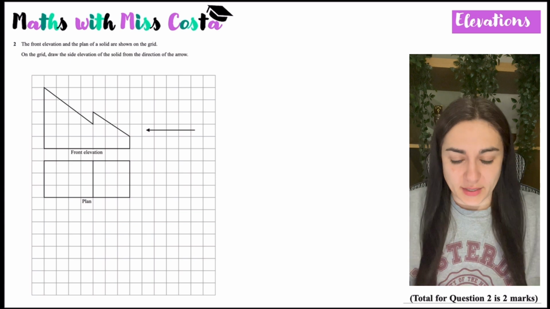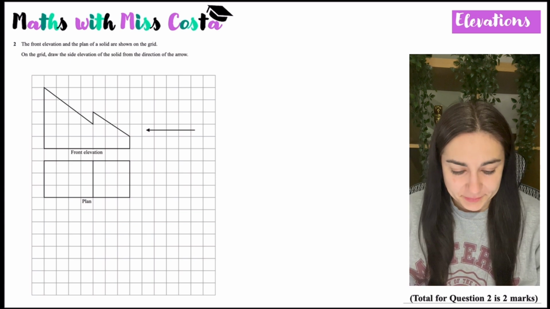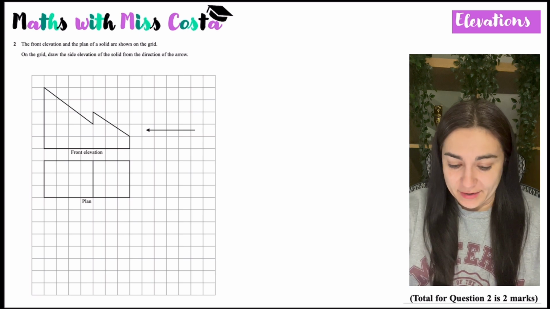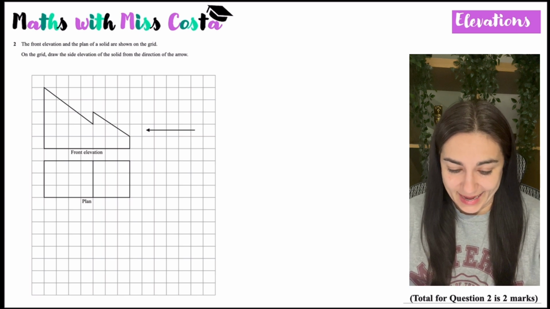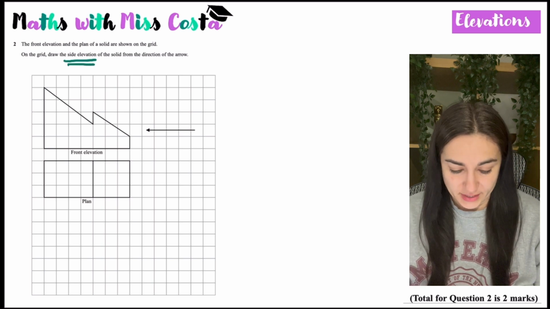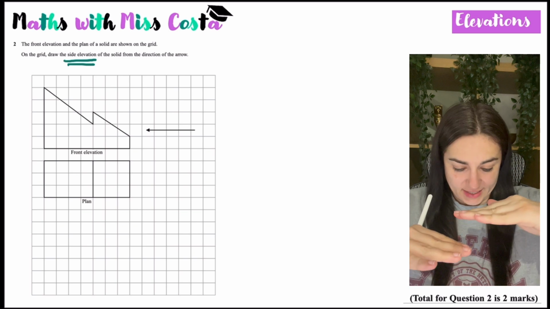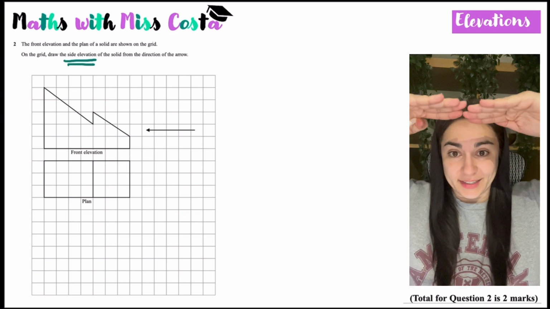If you imagine you're in an aeroplane looking straight down, that's what the plan means. So the front elevation and the plan are shown on the grid, and I need to draw the side elevation of the solid from the direction of the arrow. I'm looking at it from the front, and the plan essentially tells me what it looks like from above.